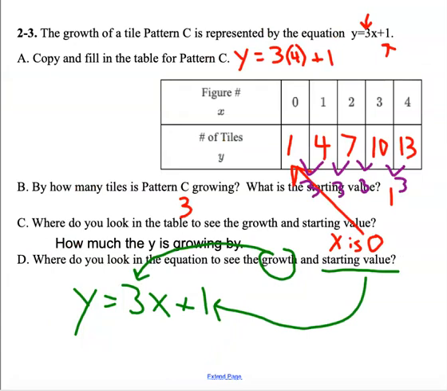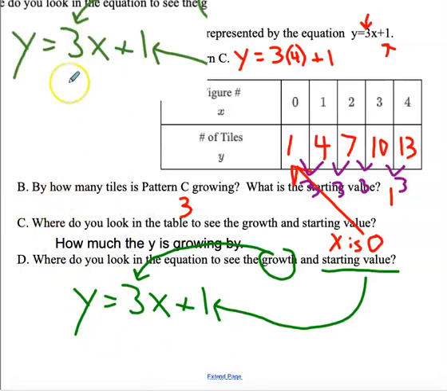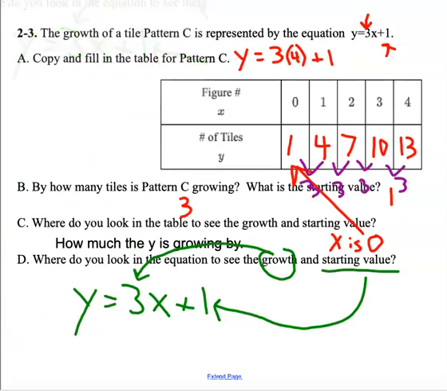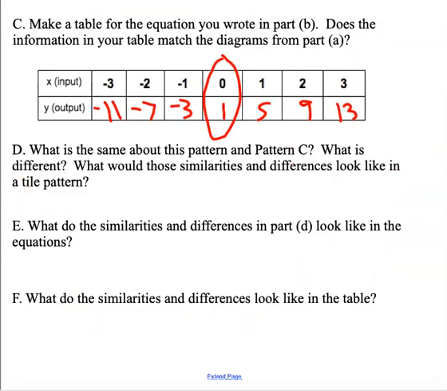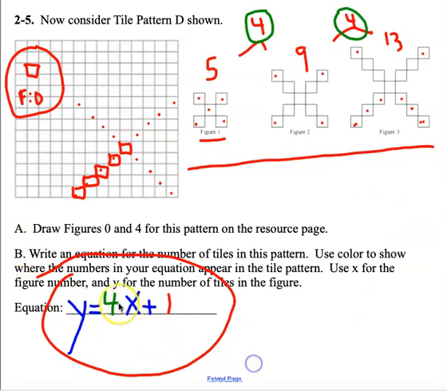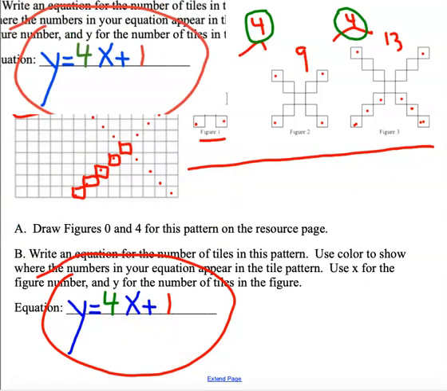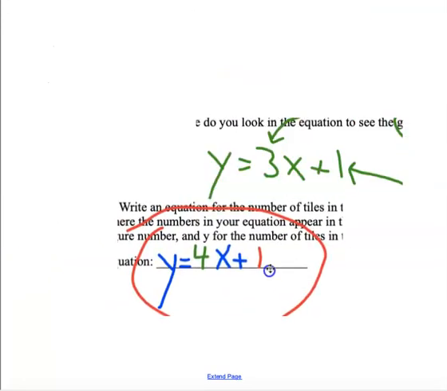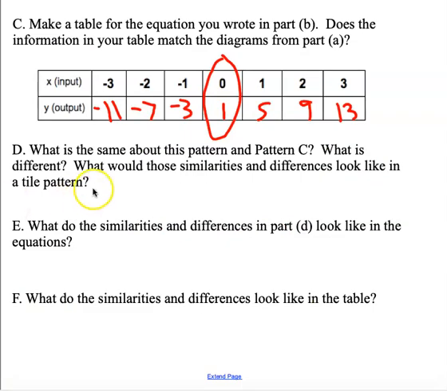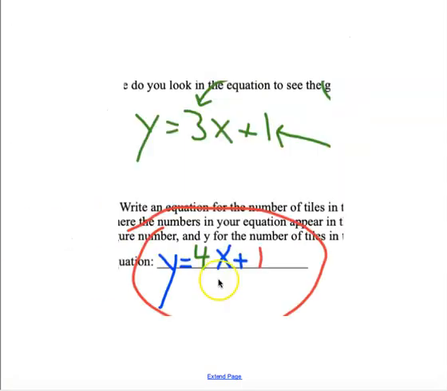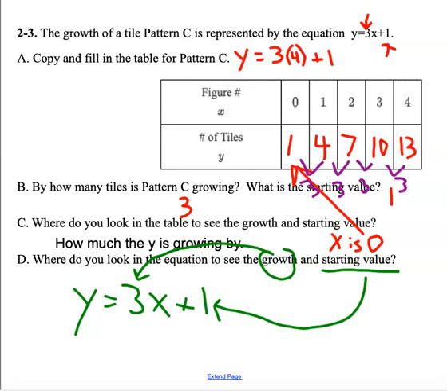Here, I got an idea. Let's take some pictures. So if I put that right there, I'm going to take this and put it right there. I'm going to go to this one right here. I'm going to take that picture. And I'm going to put that right there. So now we can see both equations side by side. So what do the similarities and differences in part B look like in the equation? Well, they both have 1s at the end. That's the y-intercept, but they have different slopes. So we can see it in the tile patterns, although we didn't draw a tile pattern for this one, but we could.